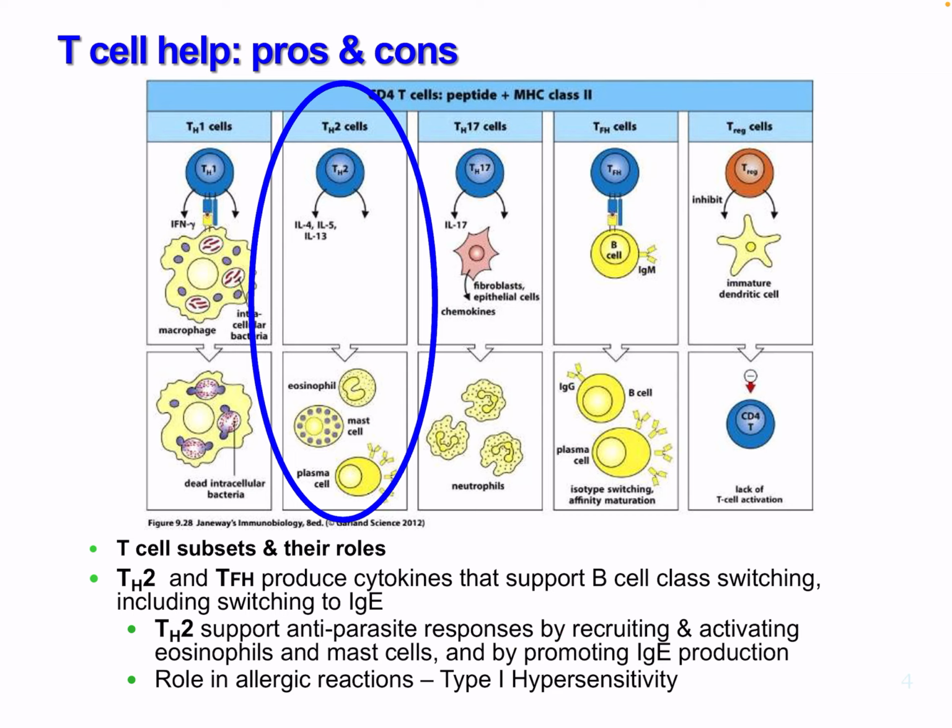So as I mentioned, we'll be mainly focusing on our Th2 cells. Our Th2 and T follicular helper cells produce cytokines that support B cell class switching to IgE. Th2 T helper cells support antiparasite responses by recruiting and activating eosinophils and mast cells and promoting IgE production. And they have a key role in allergic reactions, which are our type 1 hypersensitivities, which we'll discuss in detail today.